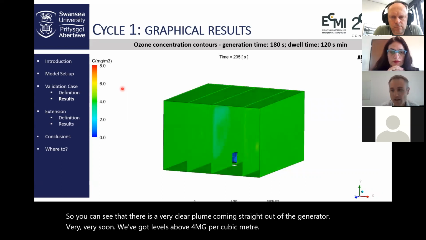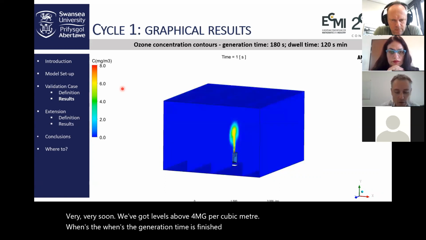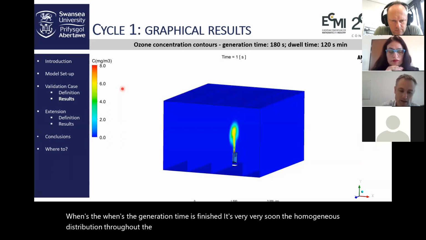Once the generation time is finished, it's very, very soon a homogeneous distribution throughout the room. So the ventilation is very, very effective at distributing ozone throughout the room.